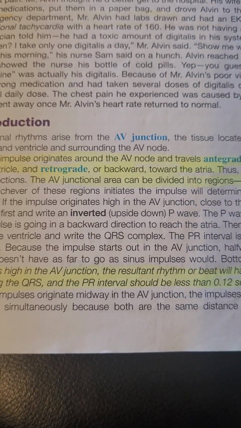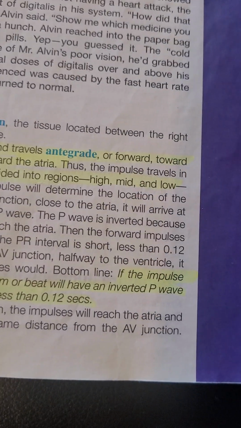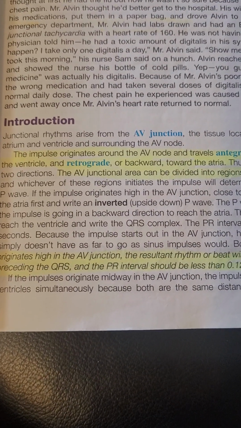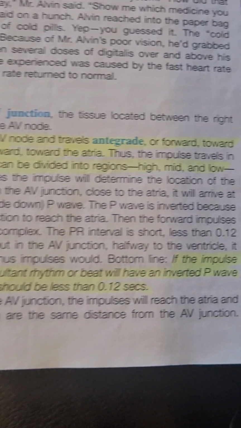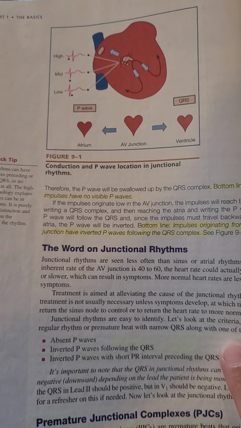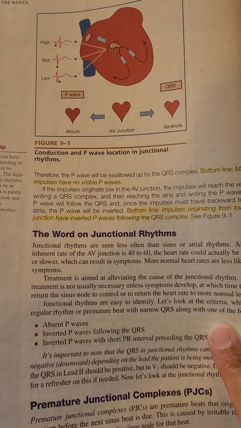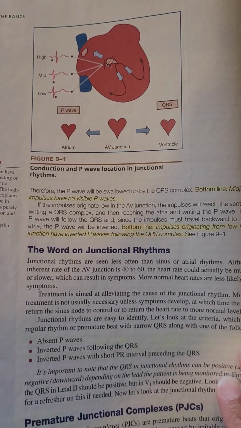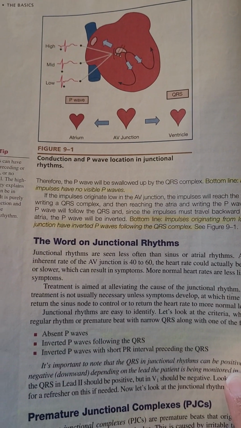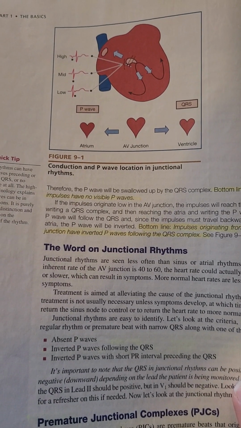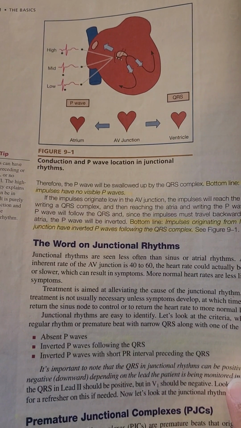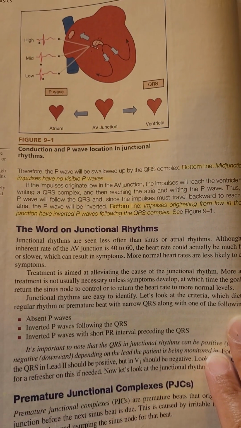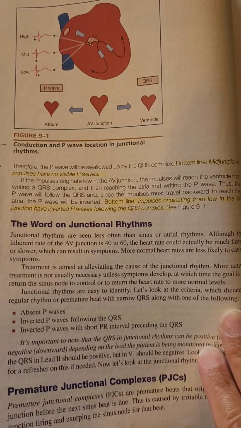It says that if the impulse originates midway in the AV junction, the impulses will reach the atria and ventricle simultaneously, because both are the same distance from the AV junction. Therefore, the P wave will be swallowed by the QRS complex. Bottom line for that one is mid-junctional impulses have no visible P waves. So you're not going to see any P waves. You'll just see narrow QRSs, not the wide ones, and no P wave. That's how you know it's a junctional.